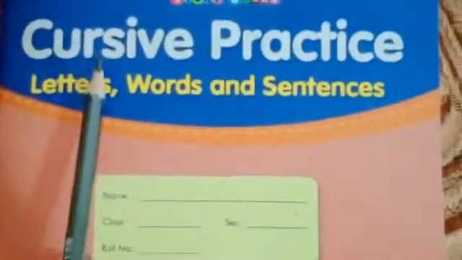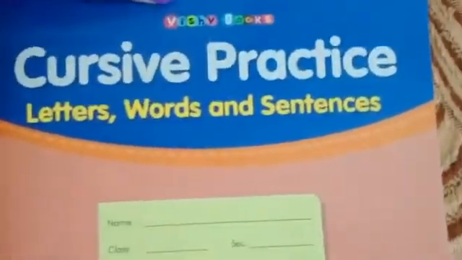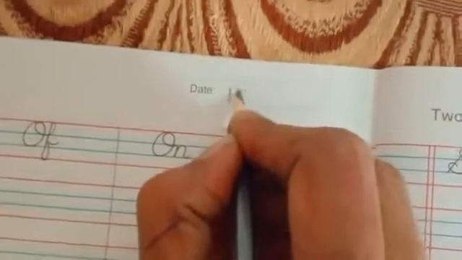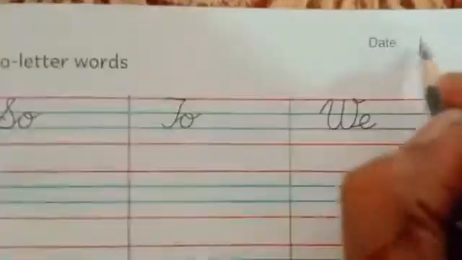Okay? Yes, better. Now all take our cursive practice book. Open page numbers 20 and 21. So today I am giving you homework in page numbers 20 and 21. Here you put today's date, 10th August 2020, and this is your homework. Okay? Yes. Draw 3 lines like this.